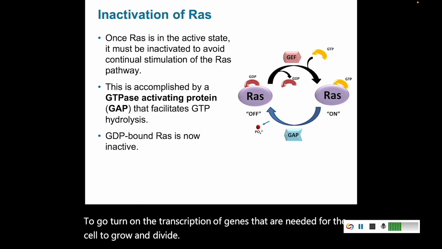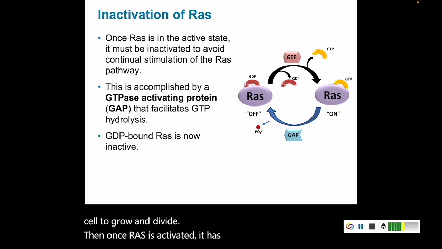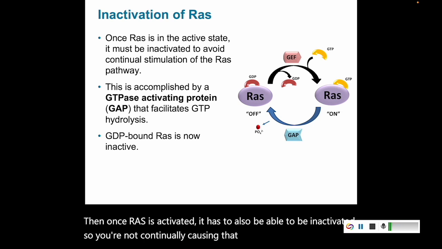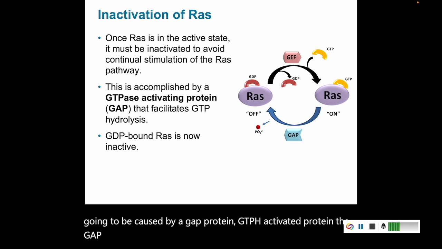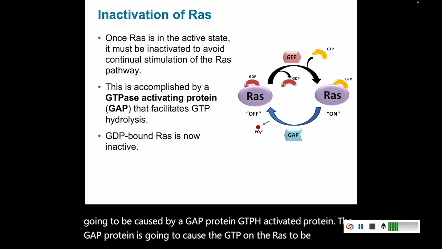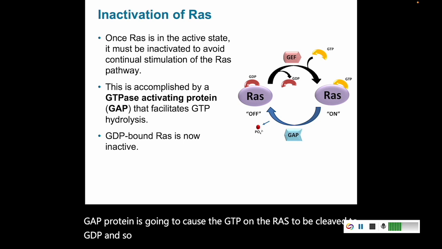Then once RAS is activated, it has to also be able to be inactivated. So you're not continually causing that cell to divide. And that is going to be caused by a GAP protein, GTPase activated protein. The GAP protein is going to cause the GTP on the RAS to be cleaved to GDP. And so now RAS is back to being bound to GDP and it'll be inactive again.